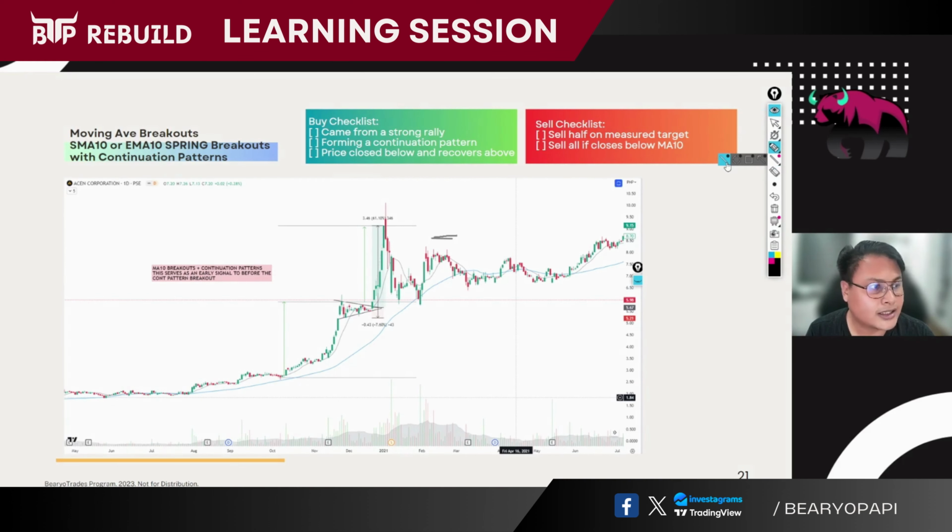So, one example is this chart, no? Makikita natin na may checklist tayong nilagay dyan. Came from a strong rally, forming a continuation pattern, and dapat price close below and recovers above.